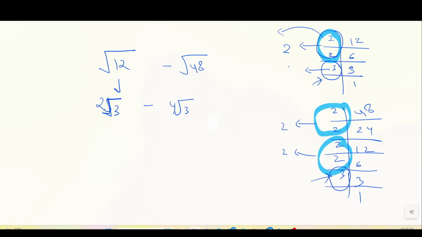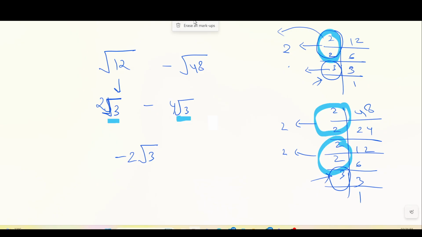Now we can see we have the same square root number, right? 3, 3. So we just subtract this. 2 minus 4 is negative 2 square root 3. So that's our answer. Okay?